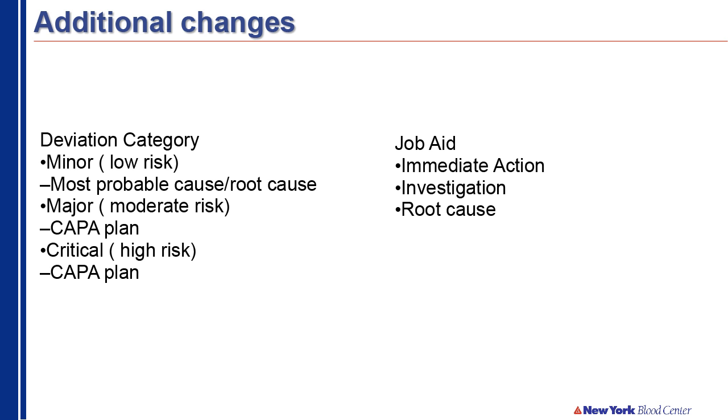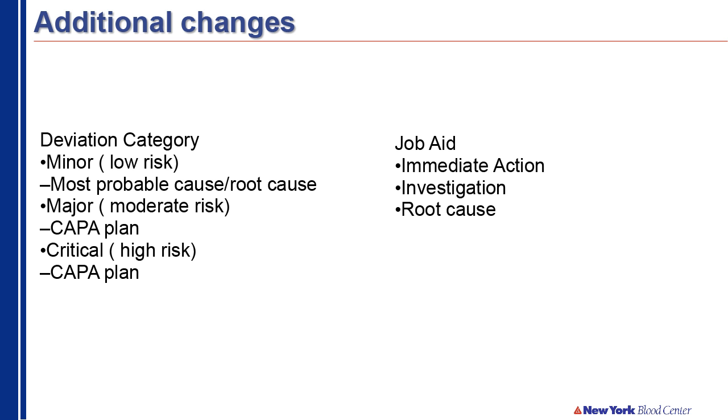Critical: this is a high risk level and is defined as practices, processes, or conditions exist that adversely affect the quality of product or service quality, the rights, safety, or well-being of patients, donors, or staff, or the quality and integrity of critical data. Also, there is a new job aid that outlines the immediate action, investigation, and root cause elements required.